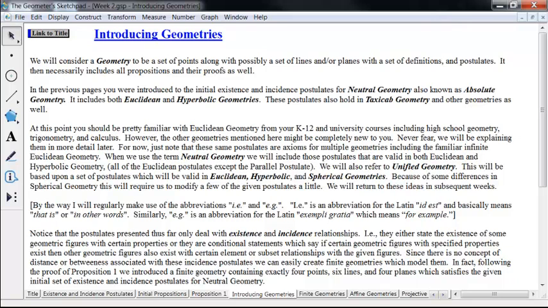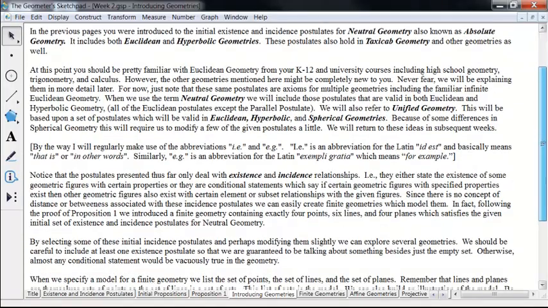EG is an abbreviation for the Latin exempli gratia, which means for example. Okay, so IE means in other words, and EG means for example. And I'll use one of those in the next paragraph here.